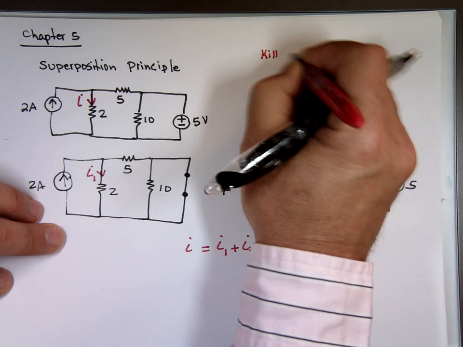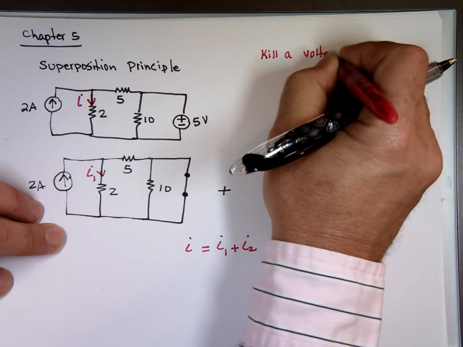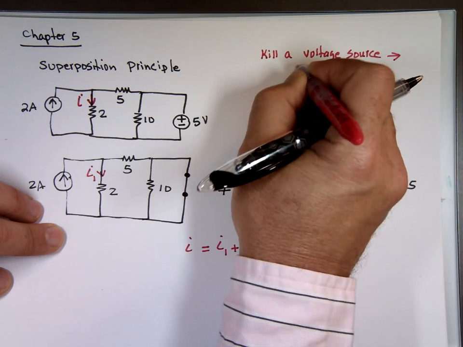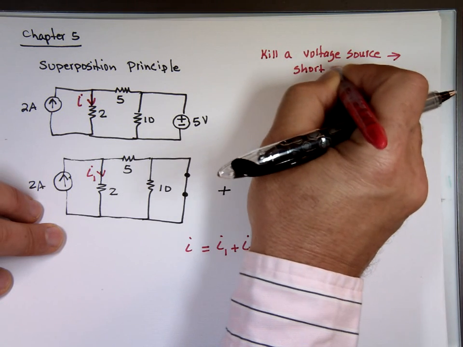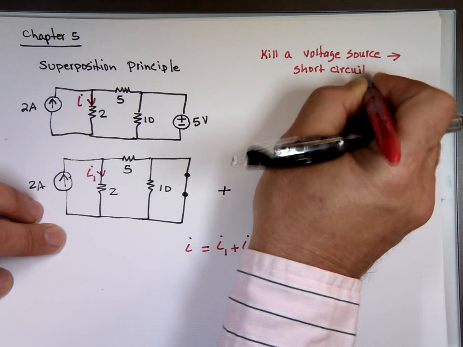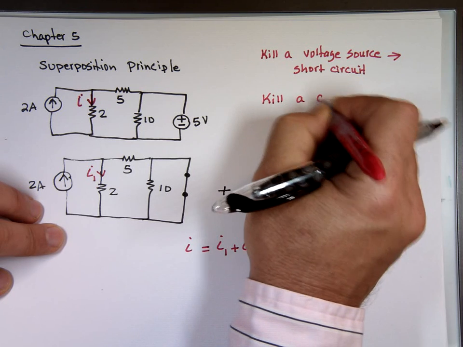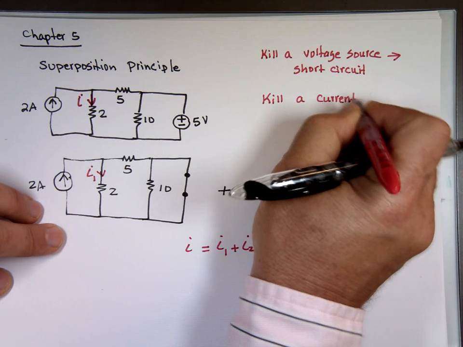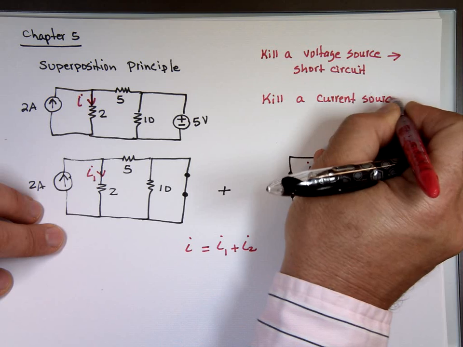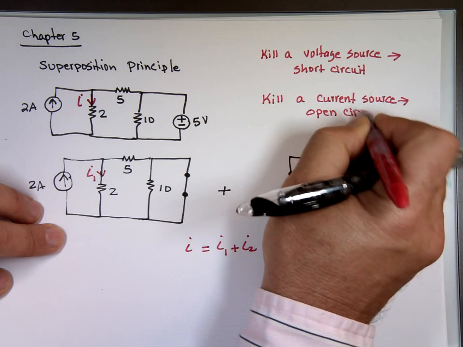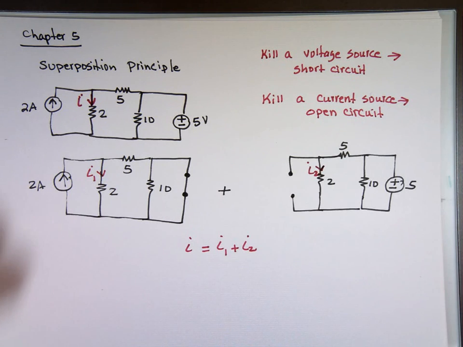When you kill a voltage source, you make it a short circuit. And when you kill a current source, you make it what? An open circuit. So you can see if you have 3 sources, you have to do the problem 3 times. So let's look at this one.